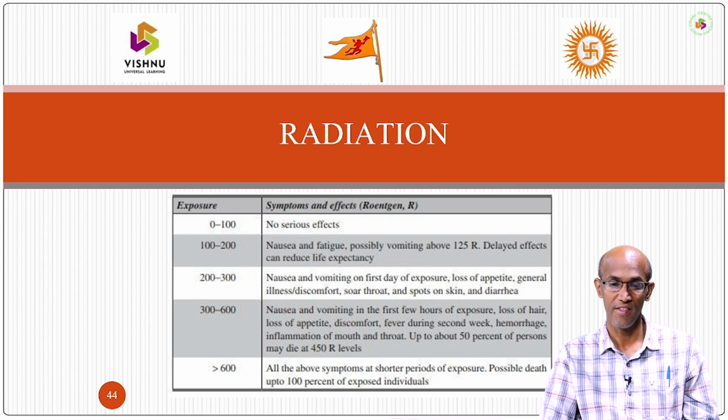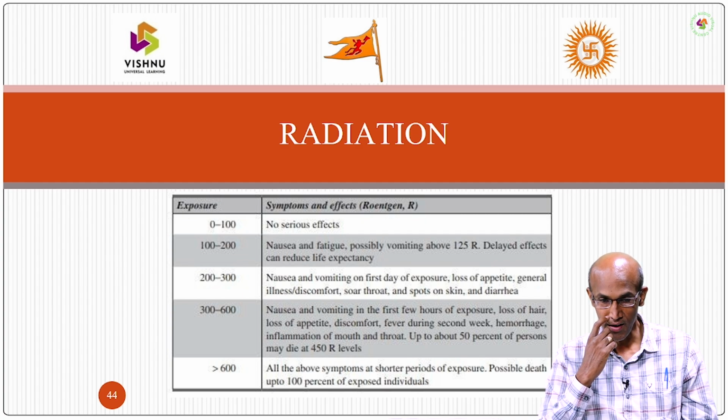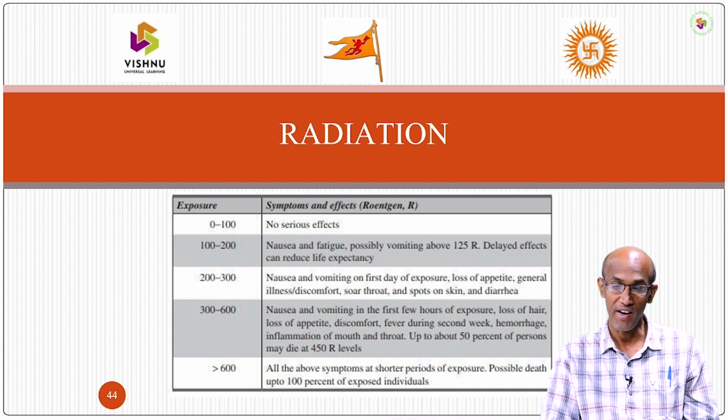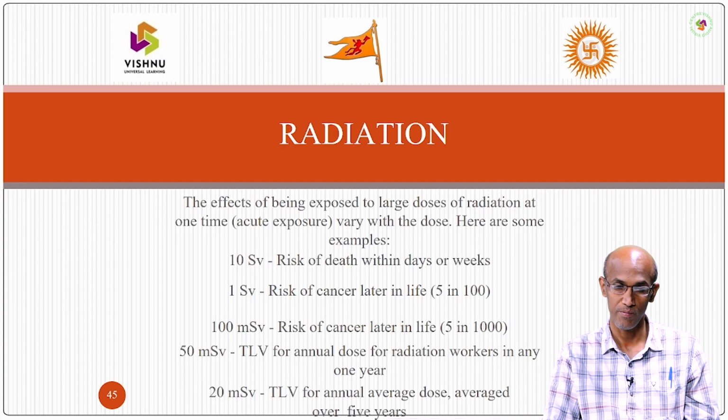If radiation is 0 to 100 Roentgen, no serious effects. 100 to 200, nausea and fatigue. 200 to 300, nausea and vomiting. 300 to 600, nausea and vomiting for the first few hours, loss of hair, loss of appetite, discomfort, etc. And greater than 600, all the above symptoms at a shorter period of exposure, possible death of up to 100% of exposed individuals.